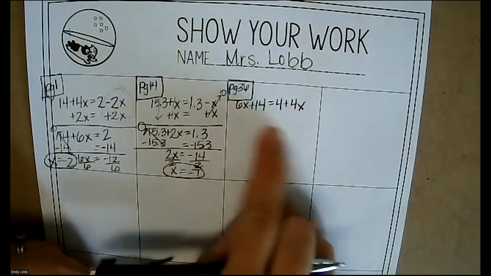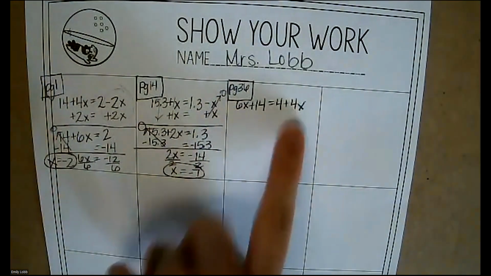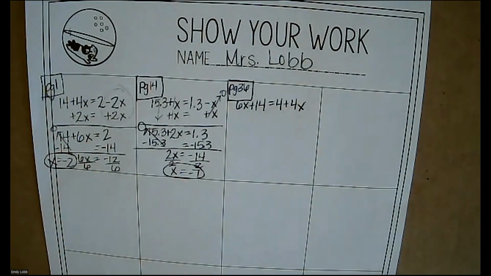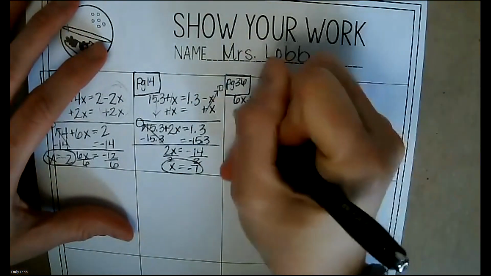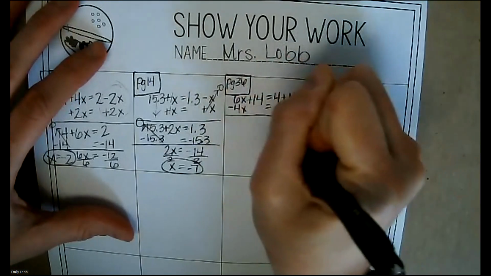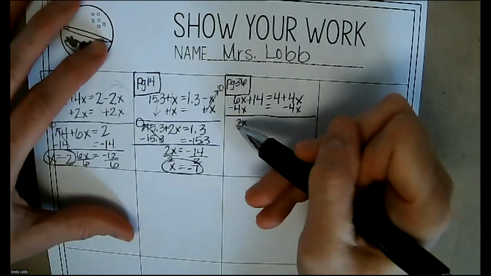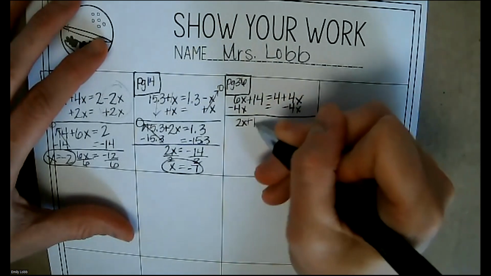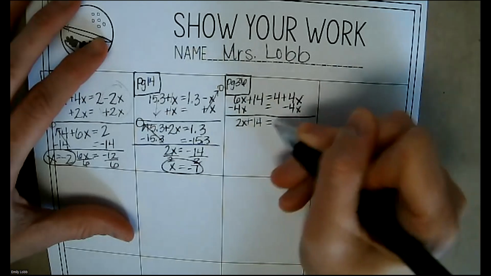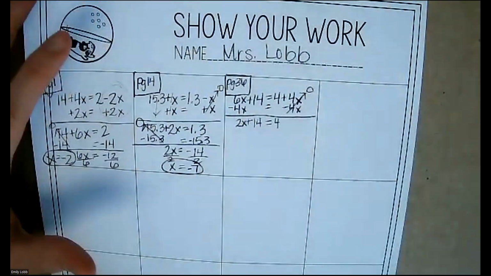I have variables on both sides. I either need to get rid of the 6x or the 4x. They're both positive, so I would be subtracting both. So what do you want to do? Subtract the 4x? Whatever I do to the right side, I have to do to the left side. So I have 2x, right? 6 minus 4 is 2. Don't forget your variable. Bring down the 14, so it's just plus 14. Bring down your equal sign. Bring down your 4. 4 minus 4 is 0 here.